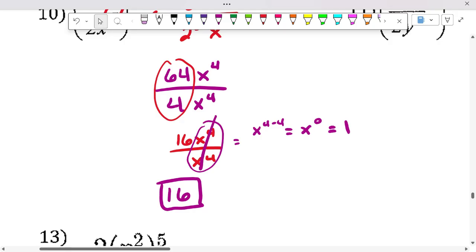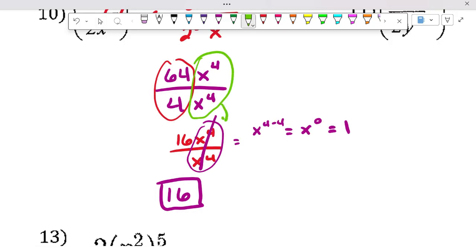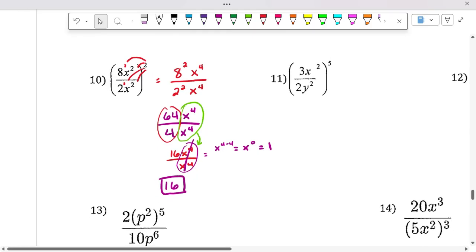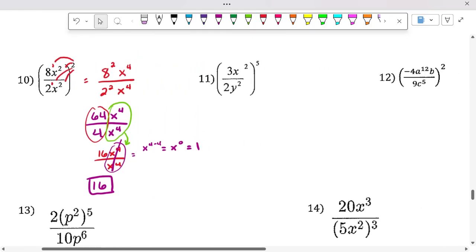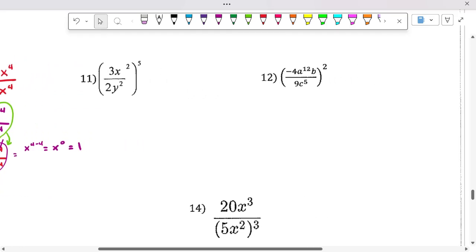So guys, if you ever see the same exact base over itself, it automatically cancels out with the same exponent and everything. All right. Let's try 12.